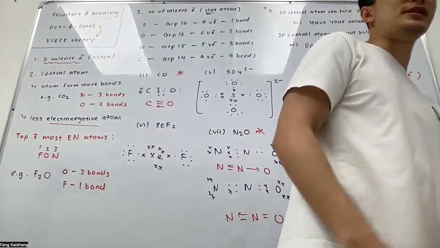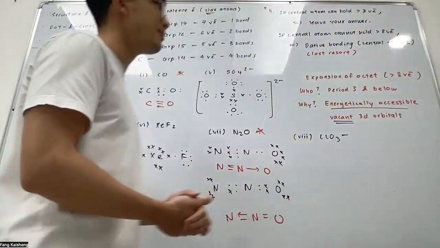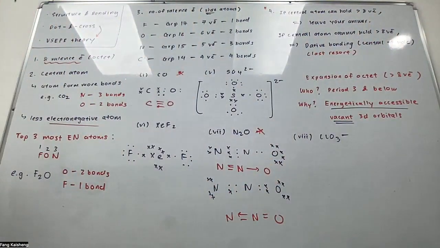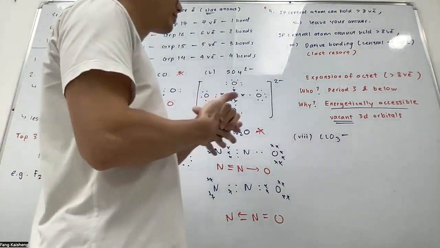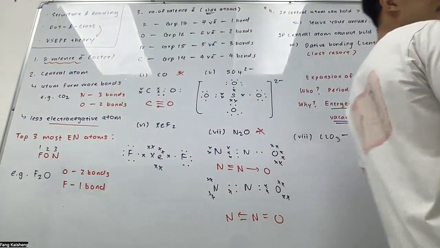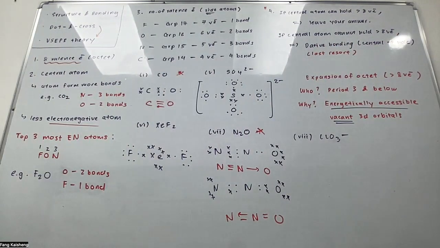Okay, so very quickly finish up ClO3 minus and we're done for today. Right? Very normal structure, ClO3 minus. Nothing special about this guy.